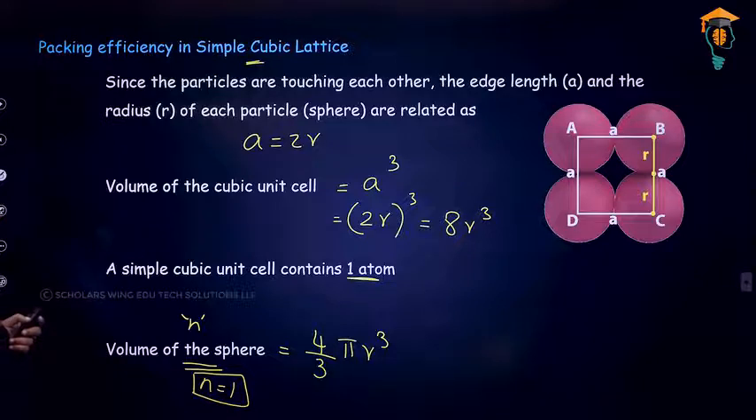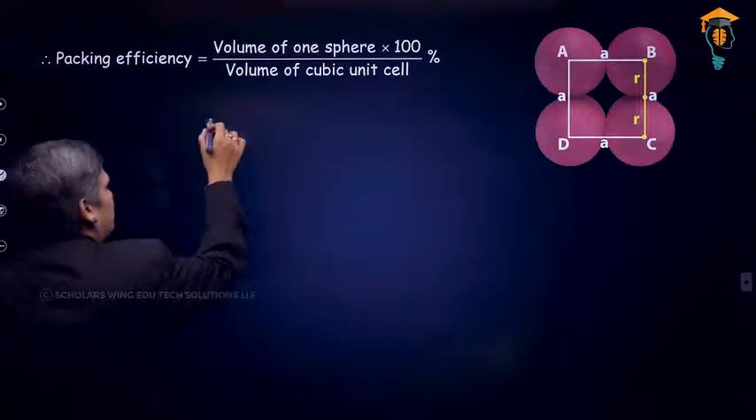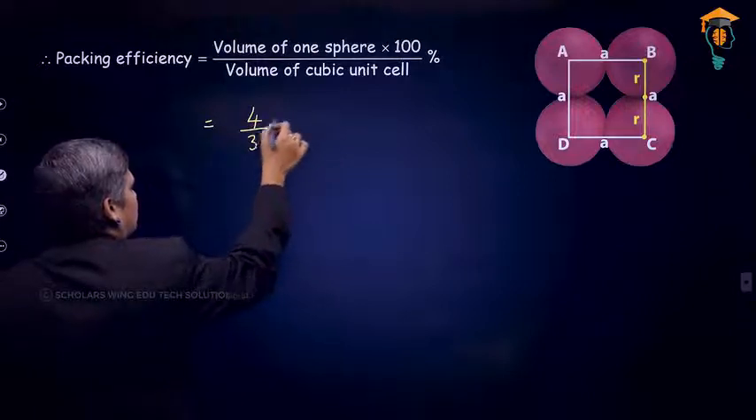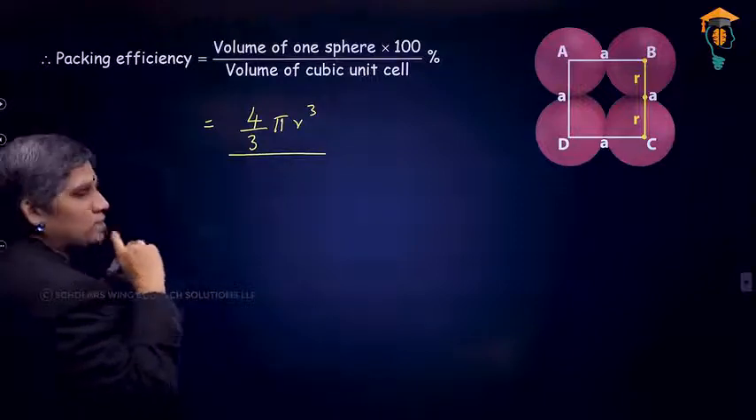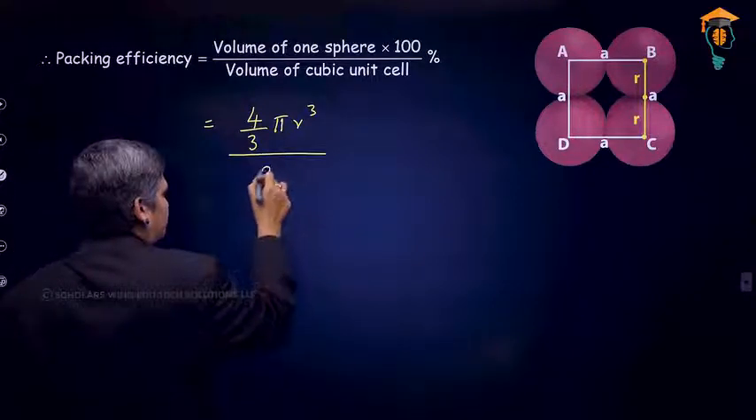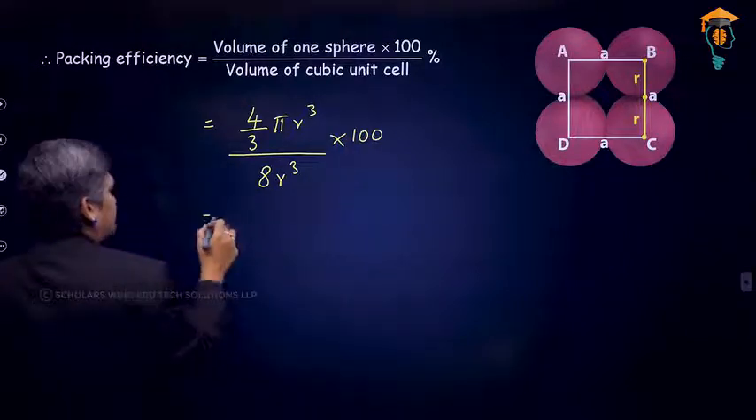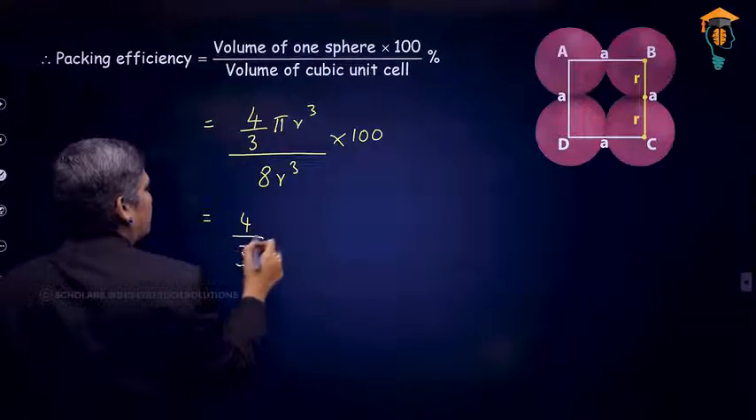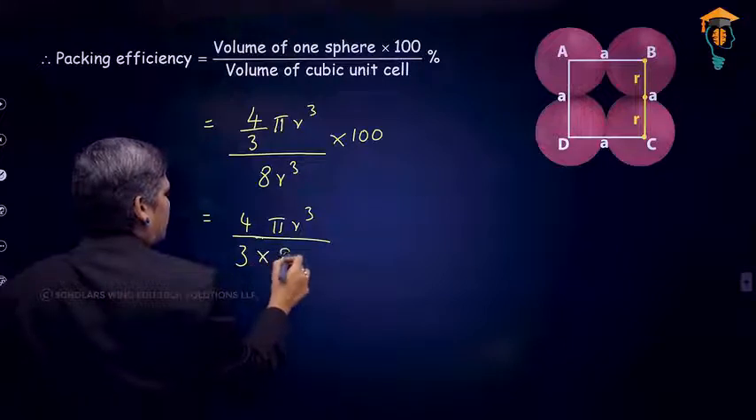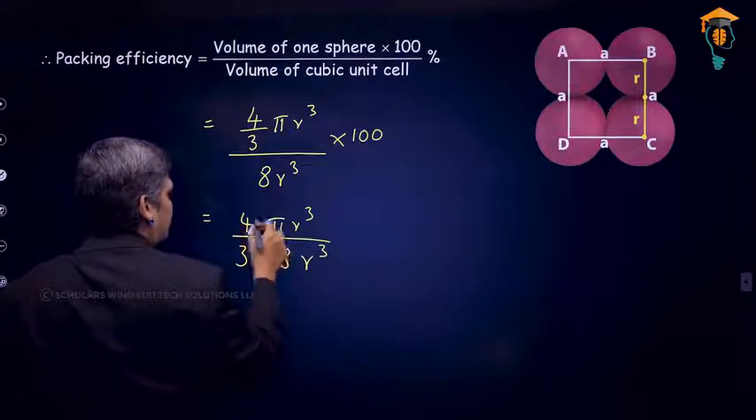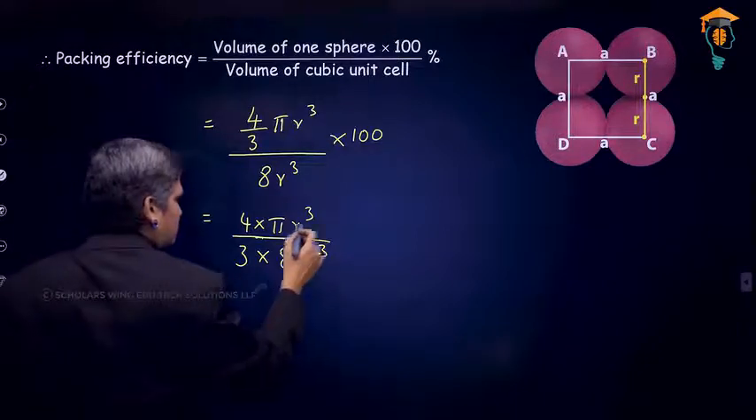So, shall we proceed now? Yes. As I told you, this is the formula. So, what is the numerator we got? 4 by 3 pi r cube divided by the volume of the cubic unit cell we just got, isn't it? 8 r cube, into 100. So, further simplification: 4 by 3 pi r cube into 8 r cube, right? Here also we'll put an into. So, we'll try to cancel out the common terms.